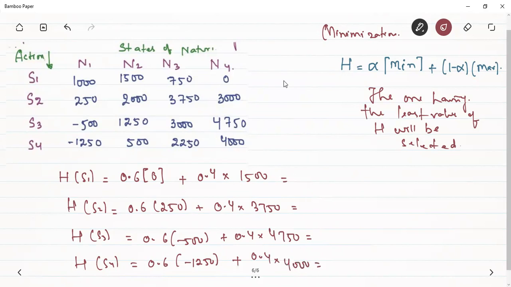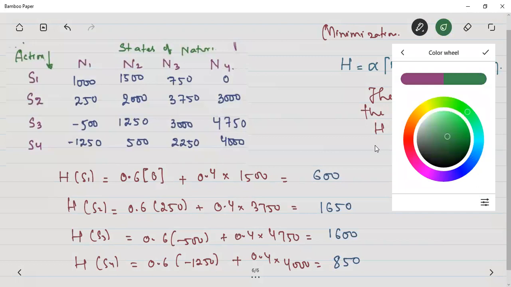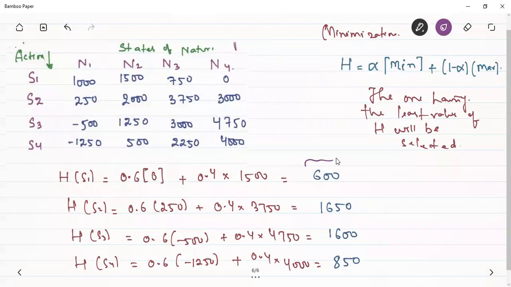So let's calculate them one by one. These are the values which we obtain after the calculations. And since this is the problem of minimization, the optimal value which we have to select is the minimum value. The corresponding course of action is S1. Therefore, this will be selected.